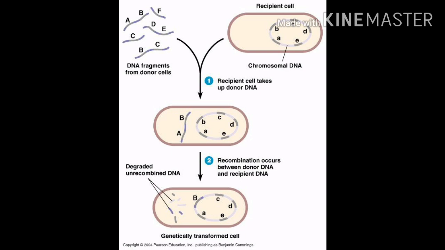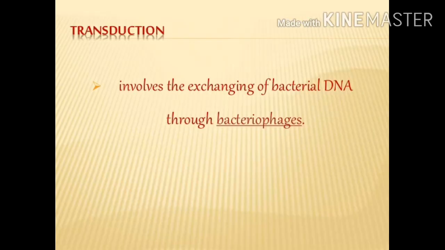This was about the transformation, and the last type of sexual reproduction of bacteria is the transduction. Let's see what transduction is. In this type of reproduction, there is an involvement of exchanging of bacterial DNA through bacteriophages. What are bacteriophages? Bacteriophages are the viruses which infect the bacteria. We have seen this when we discussed the viruses. So there is involvement of bacteriophages in transduction.